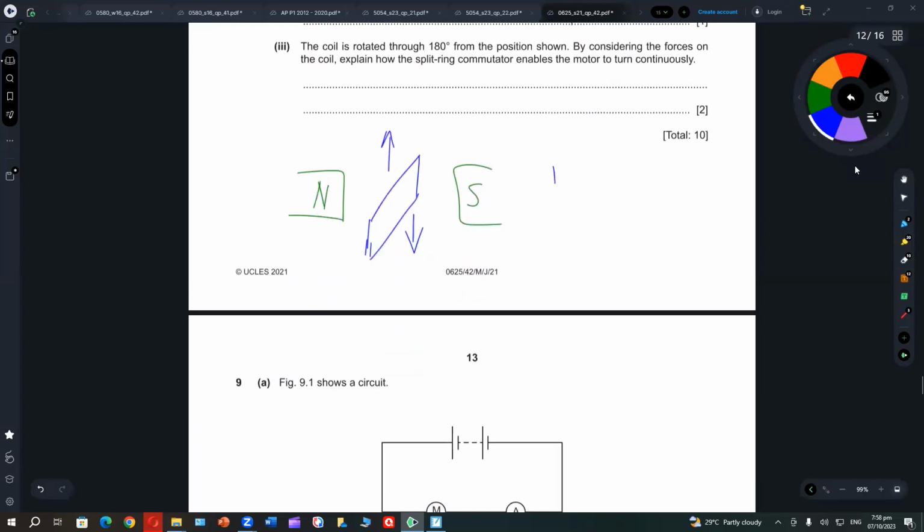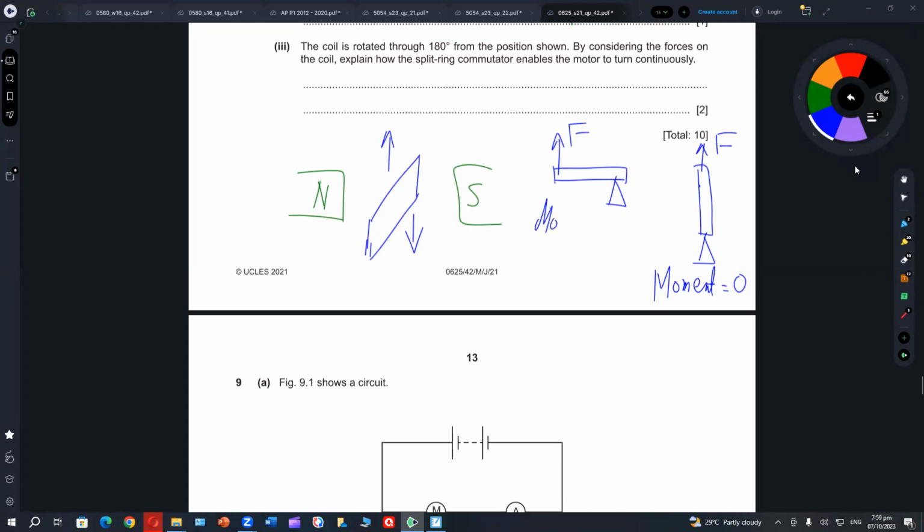So understand this concept again. This is a rod, this is the pivot, and this is the force. Moment is maximum. Now make it vertical, and this is the pivot, this is the force. In this vertical position, moment will become zero. And in this horizontal position, moment is maximum.